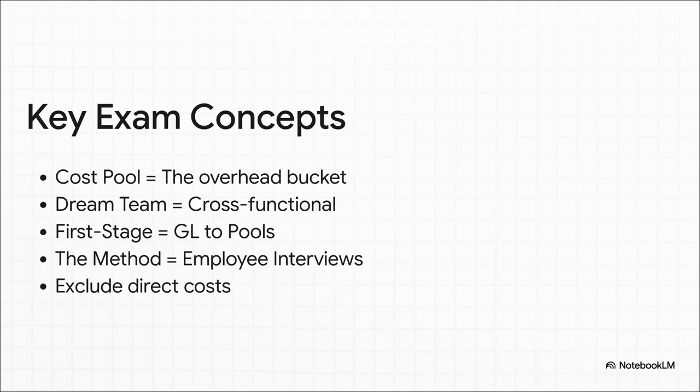What's really interesting here is that these exact phrases appear repeatedly in board exam multiple choice questions. If they ask about accumulating costs, look for the cost pool. If they ask about an implementation failure, remember you need a cross-functional dream team backed by top management support. When tracing money from the general ledger to the pools, that's your first stage allocation, and it's driven by employee interviews. And the ultimate trap to avoid, say it with me, never, ever include direct materials or direct labor in your first stage overhead allocation.